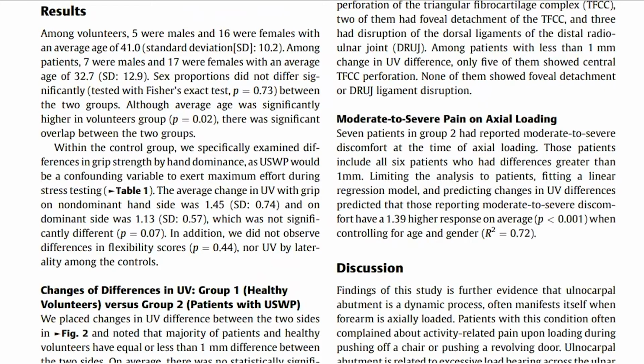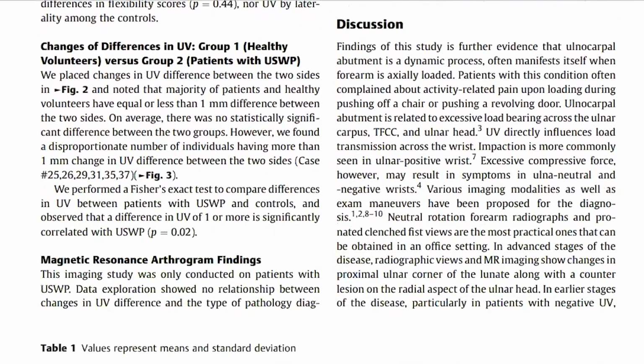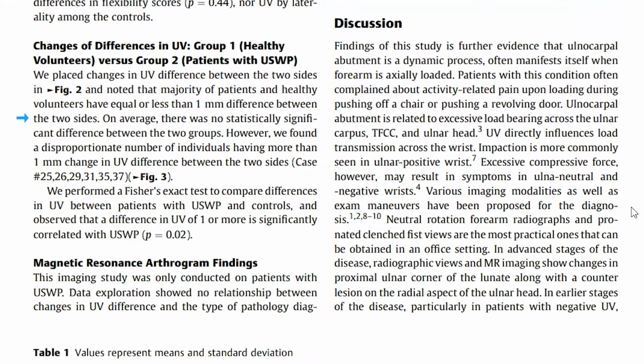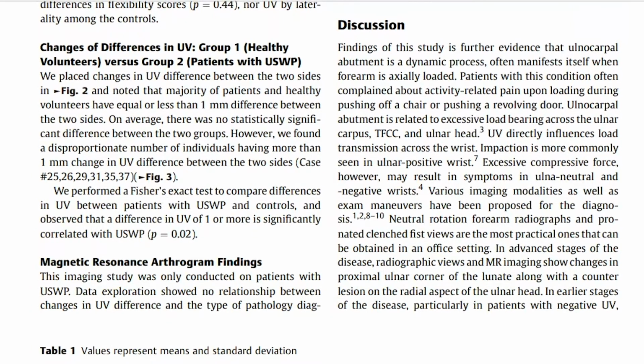Yeah, so in the control group, there weren't that many outliers. What they found is that ulnar variance between the dominant and non-dominant are all the same, and there's no statistically significant difference between the ulnar variance in the normal group. They did have some outliers in the injured group, as you would expect. And those outliers, let's go down to, so here we go. It says here, ulnar variance difference between the two sides, noted in figure 2, and noted that the majority of healthy patients had equal or less than 1 millimeter difference between the two sides. So on average, there's no difference between the two groups. So that's good.